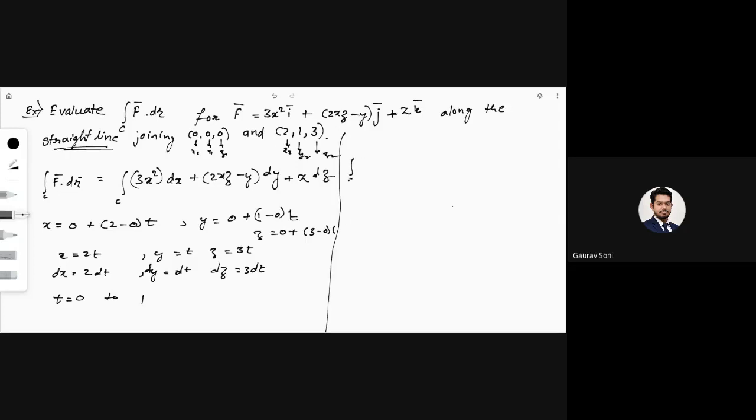So the integral over C of F bar dot dr bar is equal to the integral from 0 to 1. The value is 3x square, so 3 times (2t) square times 2 dt, sorry.